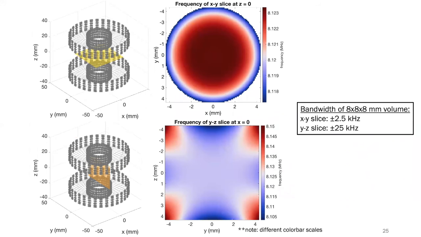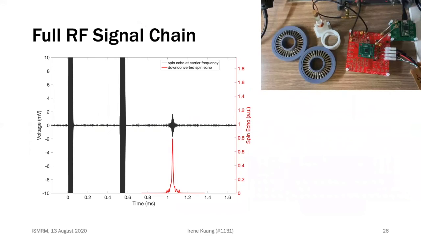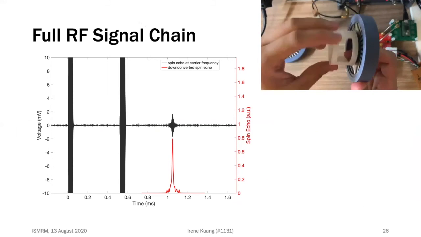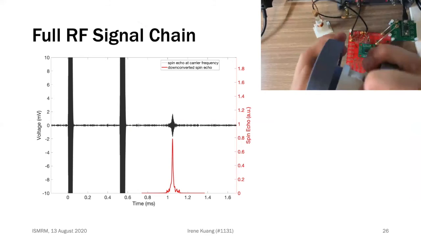Our simulation of this magnet shows that in an 8x8 millimeter field of view in the XY plane, the field pattern is radially symmetric and has a bandwidth of 5 kHz. However, the field in the z direction is 10 times more inhomogeneous, with a bandwidth of 50 kHz across the same size slice. We tested the entire signal chain using the dithered pulse, the spokes and hub permanent magnet, and an 8 millimeter diameter test tube filled with water.